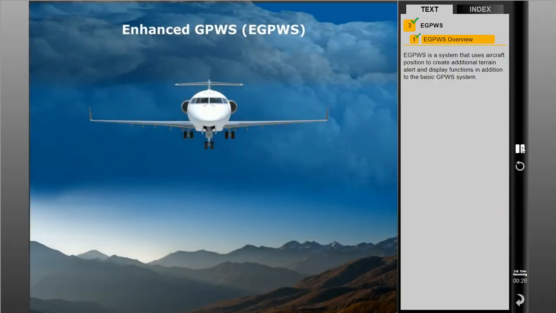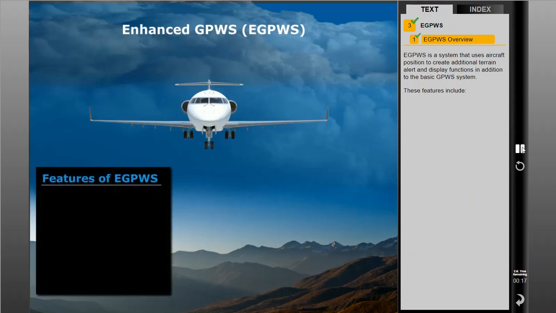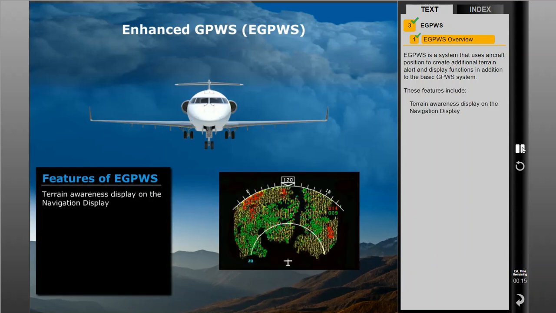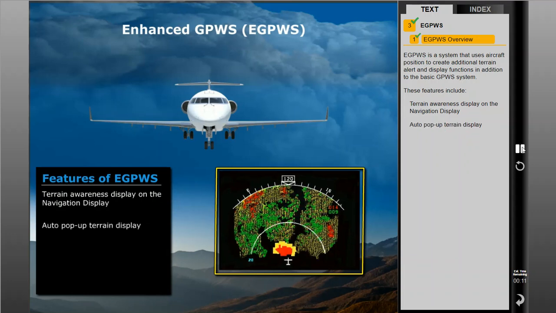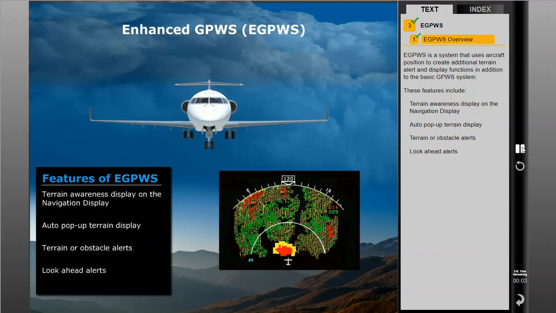eGPWS is a system that uses aircraft position to create additional terrain alert and display functions in addition to the basic GPWS system. These features include terrain awareness display on the navigation display, auto pop-up terrain display, terrain or obstacle alerts, "Terrain ahead. Pull up." and look-ahead alerts.